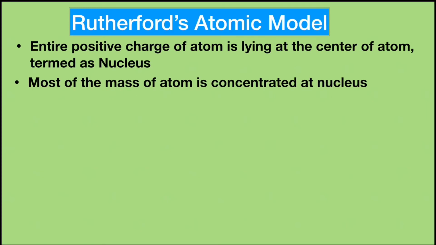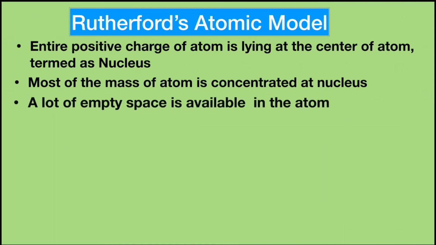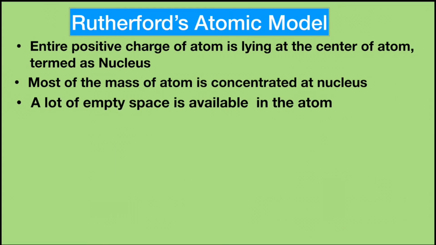Most of the mass of atom is concentrated at nucleus. The reason behind it, since positive charge is lying at the center, and electrons are very light particles, so the mass of atom is almost concentrated at the nucleus. A lot of empty space is available in atom, and what is there in that empty space? In that empty space, electrons are spread all over the space available in the atom.